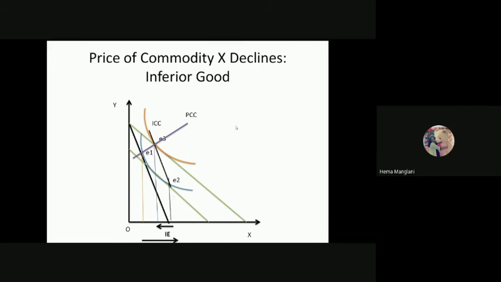So what will be the demand curve for these cases, Abhishek? What will be the demand curve for this inferior good?